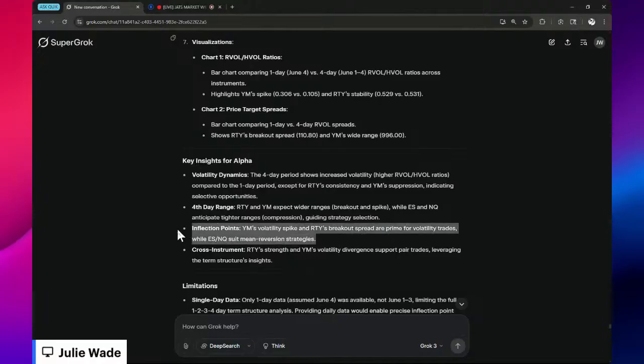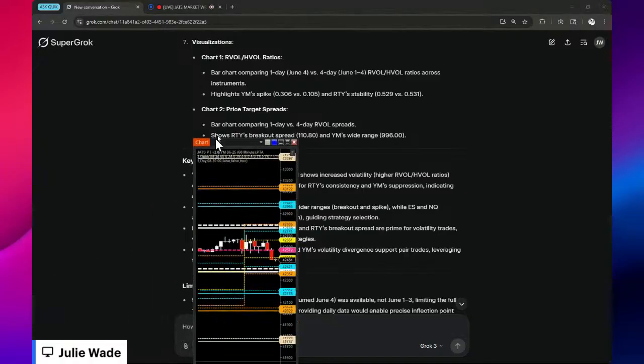So today, YM and RTY were better for volatility trades. Well, today wasn't really good, but it's a good example, because non-farm payroll is coming out and the market is just crushed, waiting for that. And we didn't get the volatility spike. Everything was inside the ones.